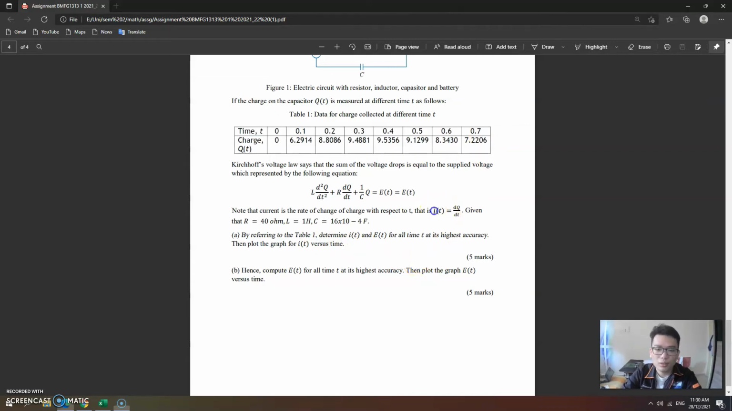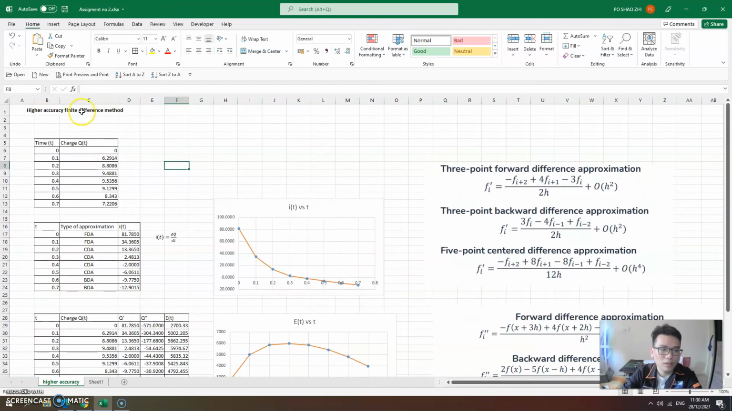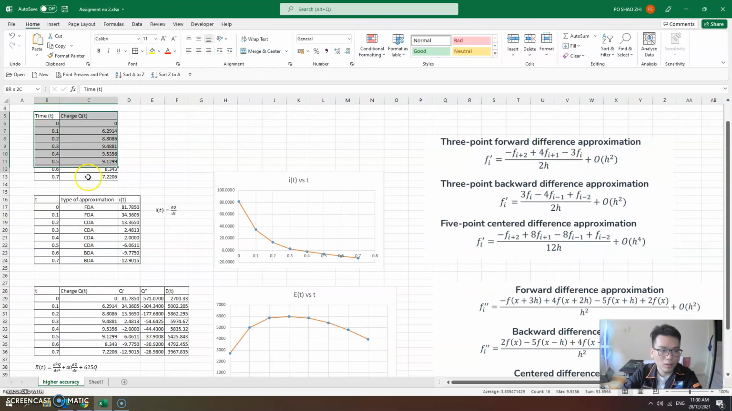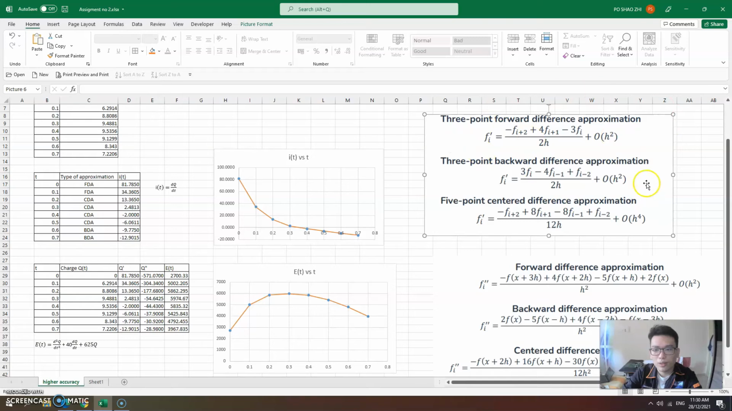So I(t) is equal to dq over dt. In order to do this differentiation, we need to do numerical differentiation. For numerical differentiation, we have two methods: Taylor expansion and higher accuracy. So I'm using the higher accuracy finite difference methods. So this is the original data over here. In order to get dq over dt, we are using this picture over here. You can use this formula.